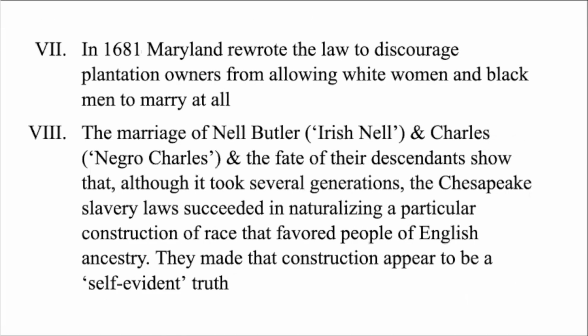In 1681, Maryland rewrote the law to discourage plantation owners from allowing white women and Black men to marry at all. The marriage of Nell Butler, known as Irish Nell, and Charles, known as Negro Charles, and the fate of their descendants show that although it took several generations, the Chesapeake slavery laws succeeded in naturalizing a particular construction of race that favored people of English ancestry. They, being the laws, made that construction appear to be a self-evident truth that white people did not question.